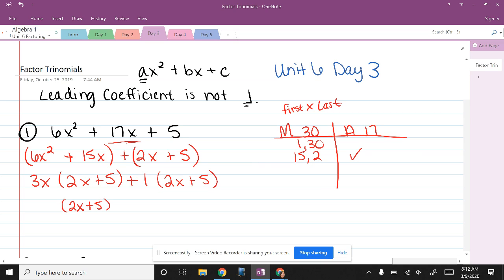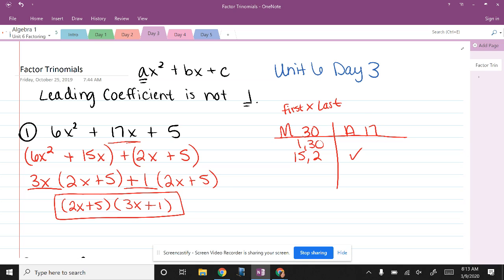2x plus 5, and what's left in parentheses? 3x plus 1. So these are our factors. So yeah, it just combines what we did for factor by grouping and trinomials. Okay, we make our table to help us split the middle term. Then we'll have 4 terms, and we do grouping. That's it. There's a method to the madness.